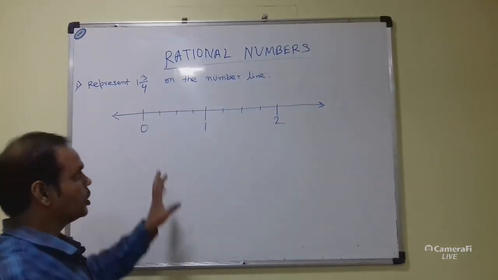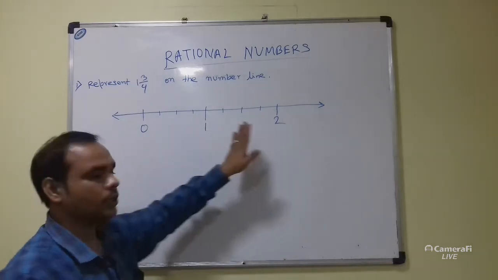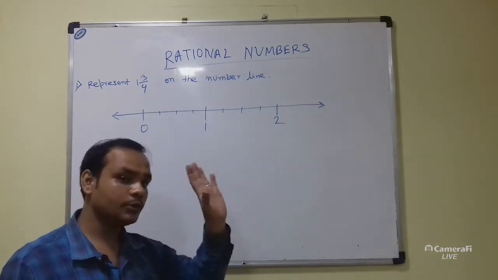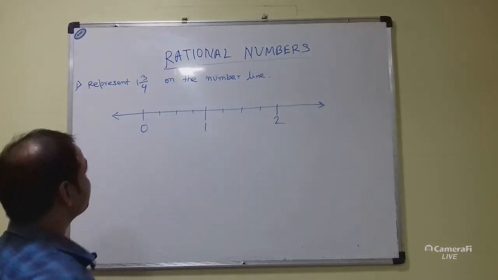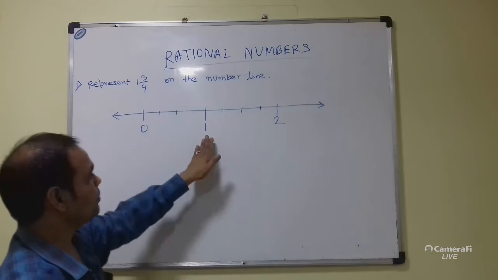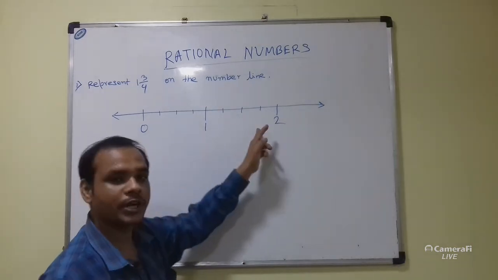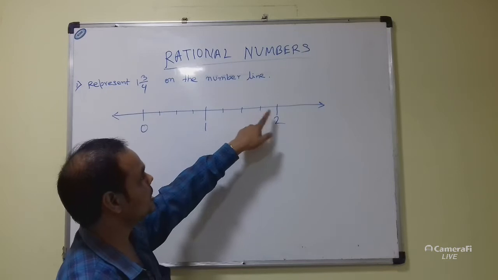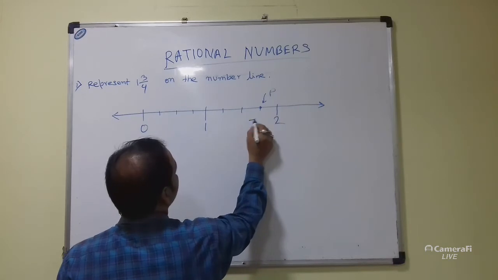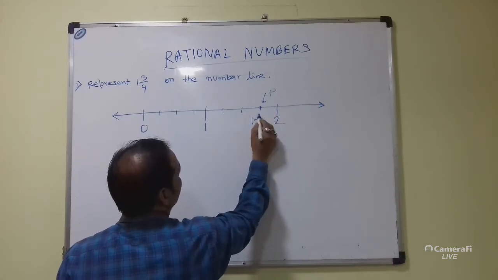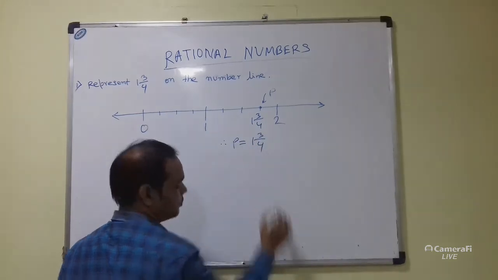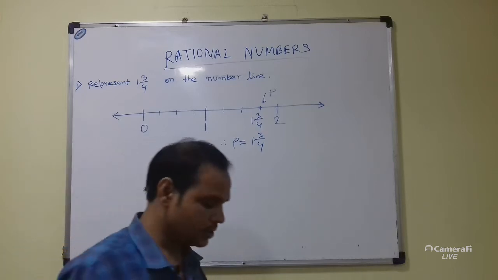Students, you have to use the ruler to divide the unit values into equal parts. Now after 1 you have to take 3 parts out of 4 parts. After 1 there are 4 parts you can see, and we take 3 parts out of 4 parts. This is our required point. So it is 1 whole 3/4. Therefore P is equal to 1 whole 3/4. I hope you understood, students.